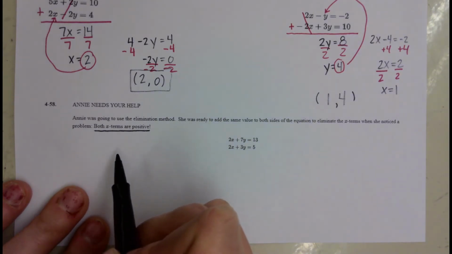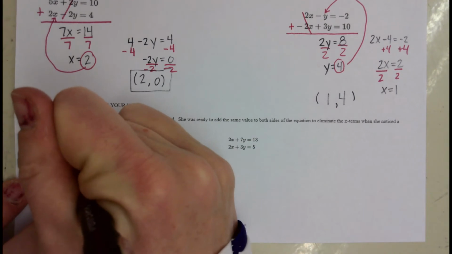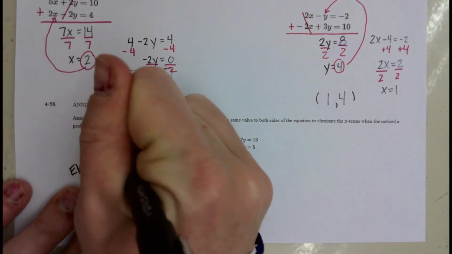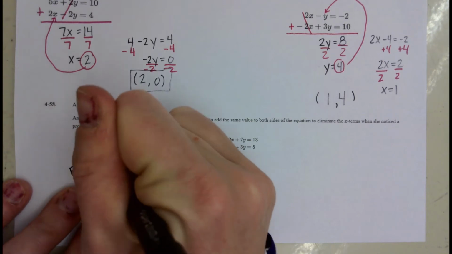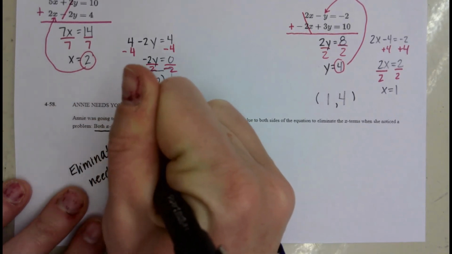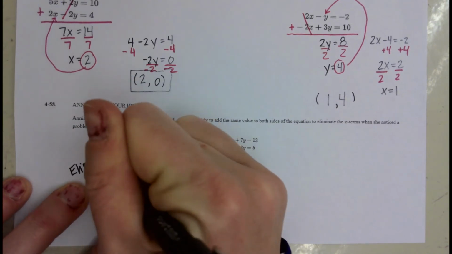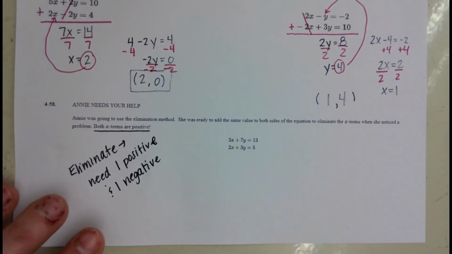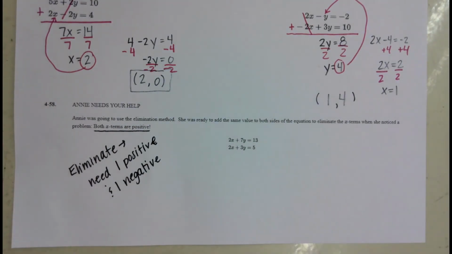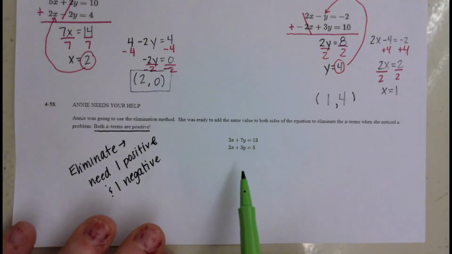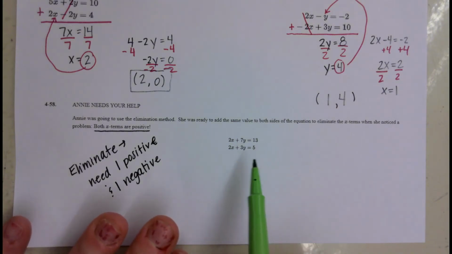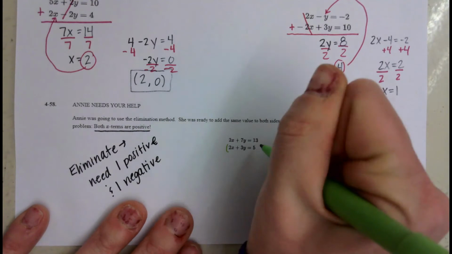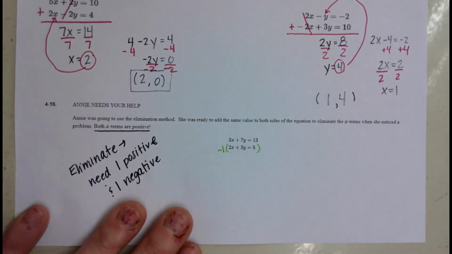In order for you to eliminate, you need one positive and one negative. So what we can do here is we can multiply. Multiplication will keep the equation the same value, but we have to multiply all numbers. And the number that we can multiply by is -1. So we can multiply this whole bottom equation. Don't multiply both the top and the bottom, otherwise you're going to get two negatives.